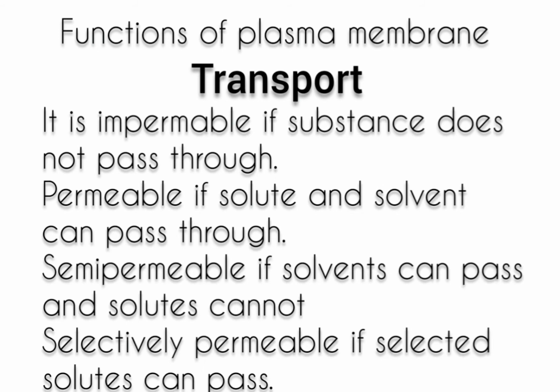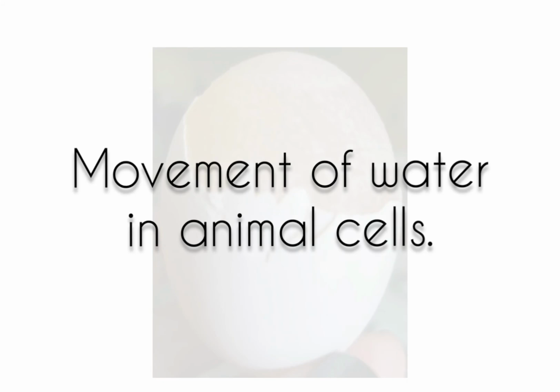The membrane can be said to be impermeable if substances do not pass through the membrane. It is said to be permeable if substances, both solute and solvent, can pass readily through the membrane. It can be said to be semi-permeable if it is permeable to solvent but prevents passage of solutes. And the plasma membrane is supposed to be selectively permeable if the membrane allows the passage of some selected solutes and solvent. Now we have one more experiment to understand the movement of water in animals.